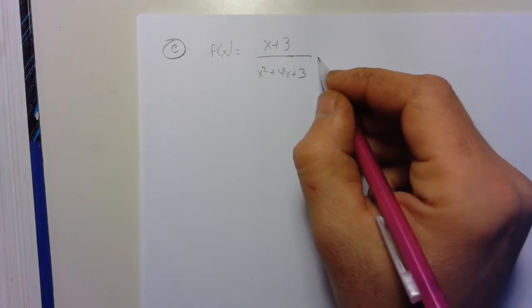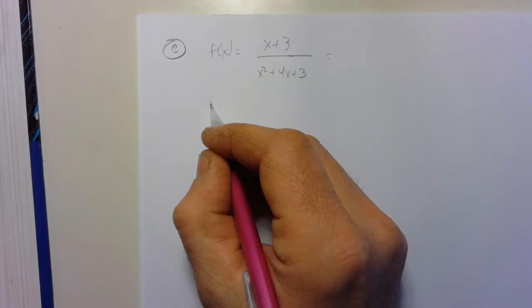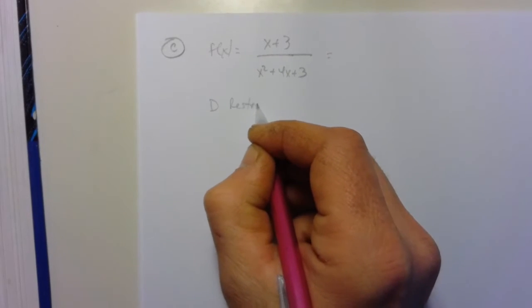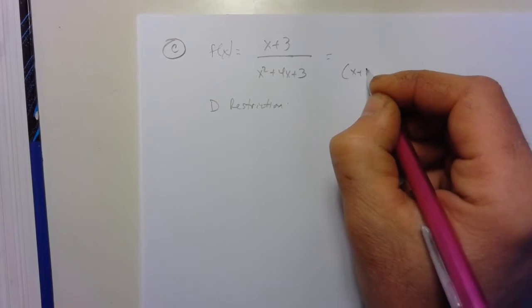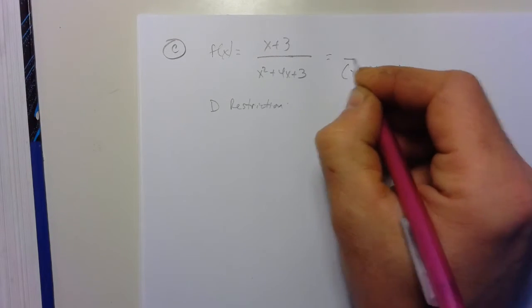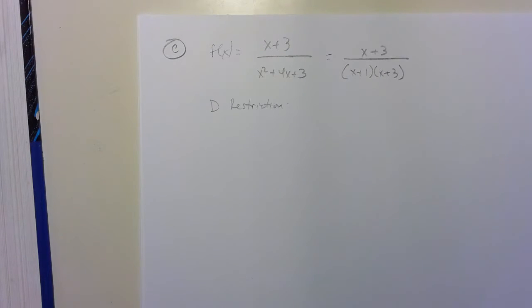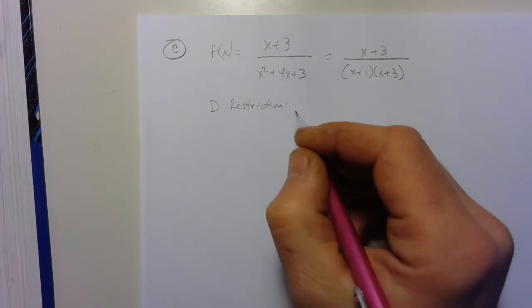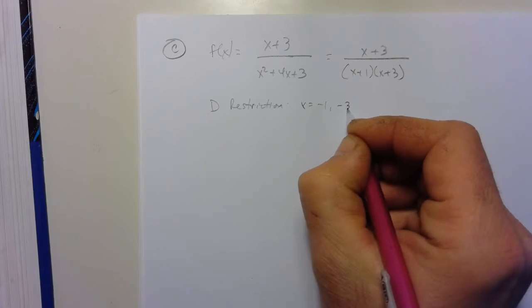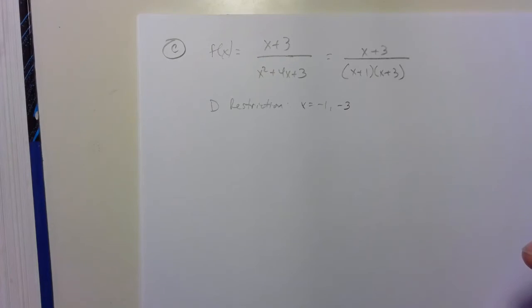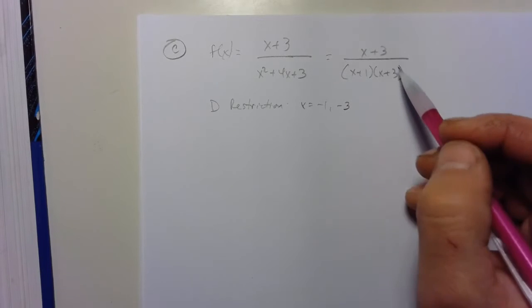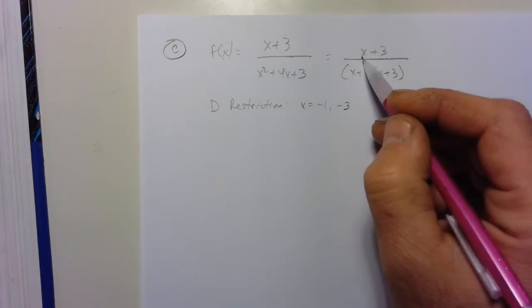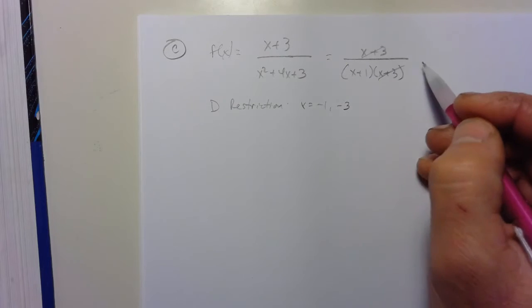Okay, so let's factor this, because the first step is always to get the domain restrictions. And to get the domain restrictions, we have to factor that denominator. We factor that denominator, and we see that the domain restrictions are at -1 and -3. We can also see for ourselves that this reduces. As soon as you get the domain restrictions for yourself, that's when you actually reduce it.